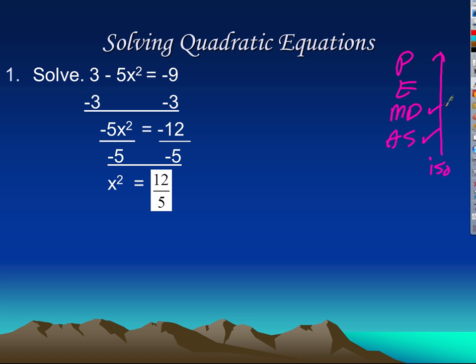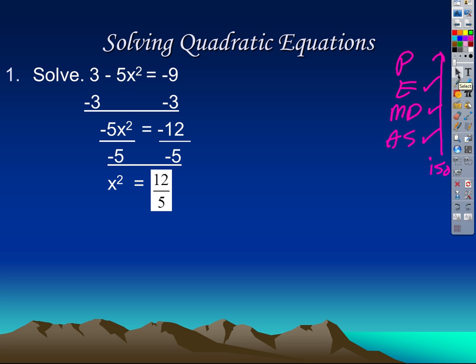Okay, now what's next? Square root. Now why is that next? Well, because we're undoing an exponent, right? The squared is an exponent, and so we need to undo that by square rooting. So order of operations just tells us to square root. So what's our answer going to be then? X equals the square root of 12 fifths? No. I forgot something important.